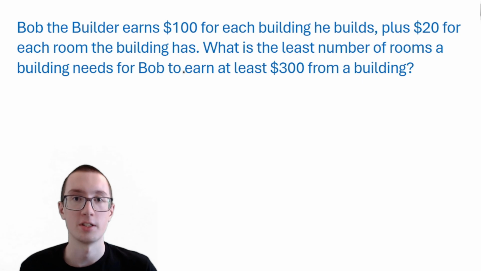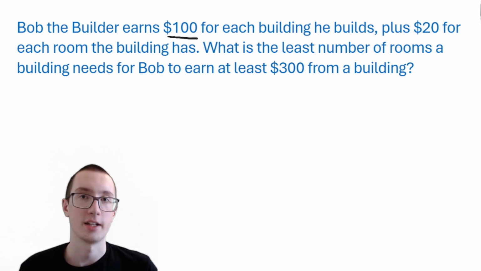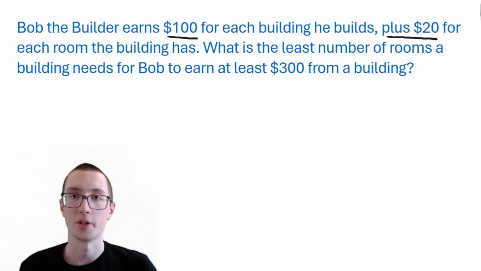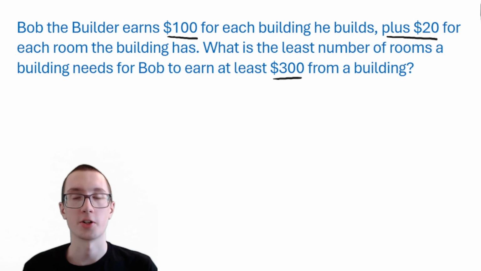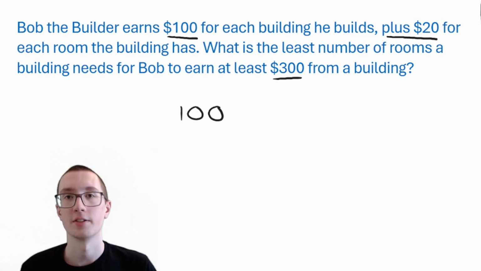So first of all, I'm noticing the different numbers we have in here. He earns $100 for each building, and that's $100 no matter what, right? Plus $20. So we already have the word plus, that means addition, and $20 for each room the building has. And he wants to earn $300. That's like the target amount. So on the left side of this inequality, we're going to go ahead and write how much he makes for each building. So in this case, he gets $100 no matter what, right? But he also gets plus $20 for each room the building has.